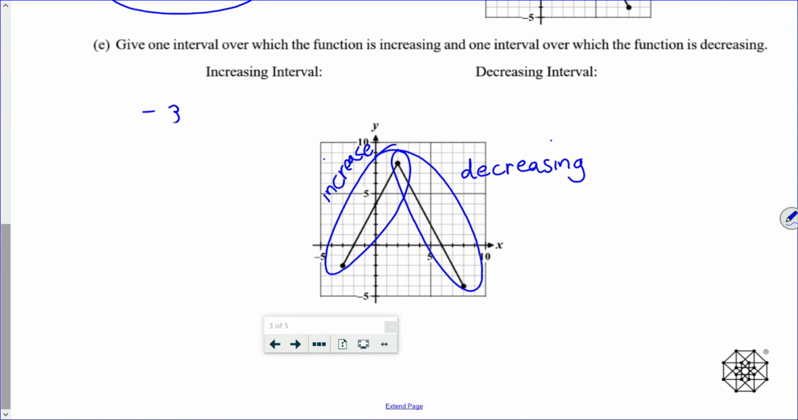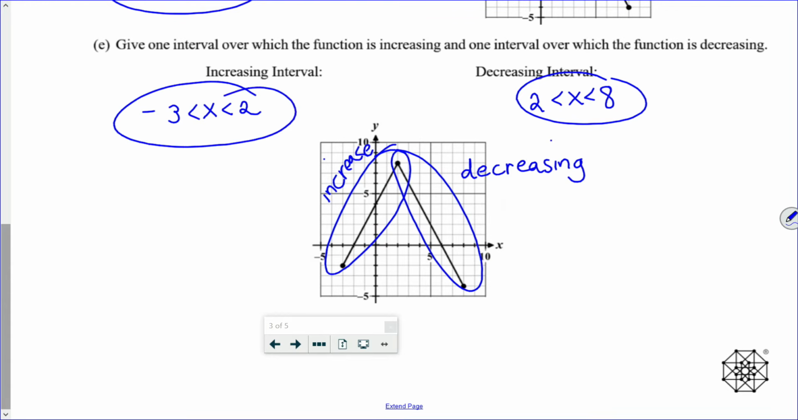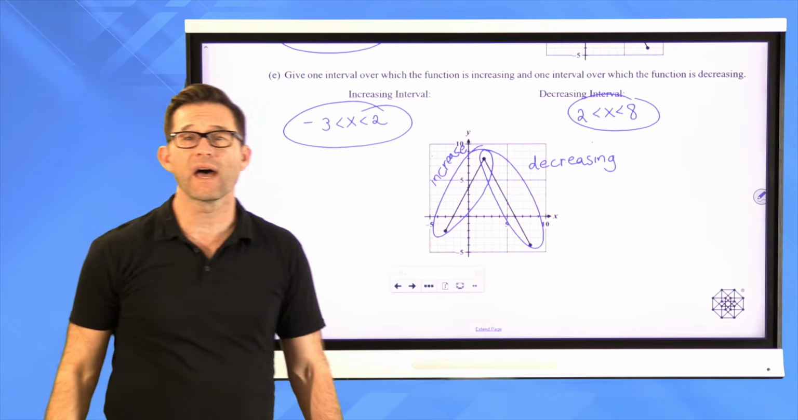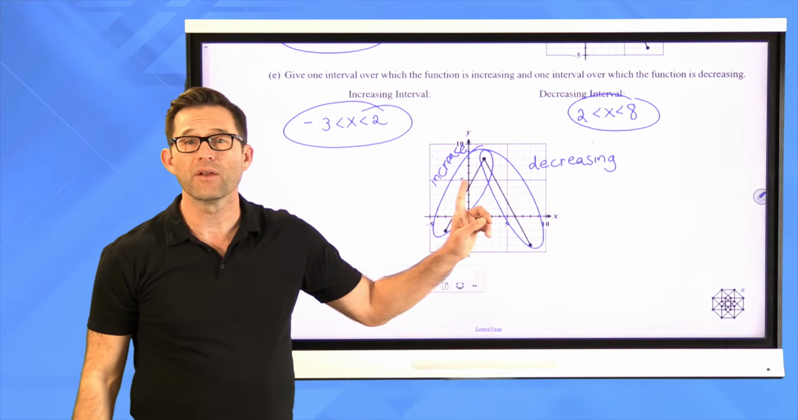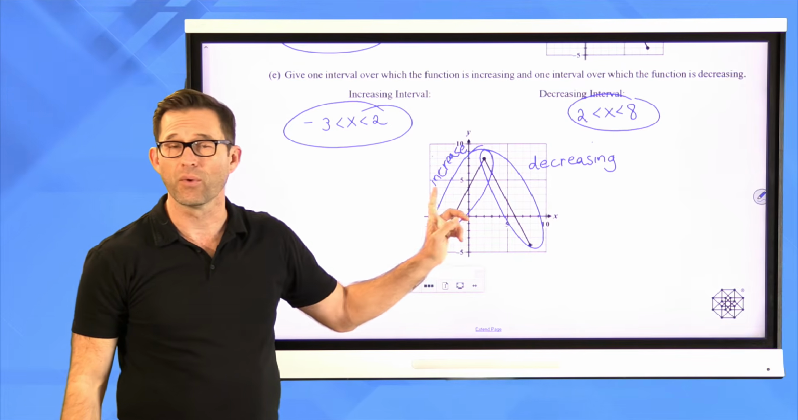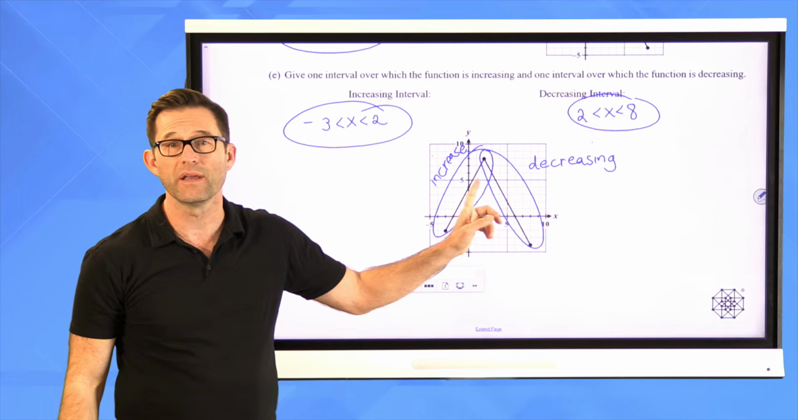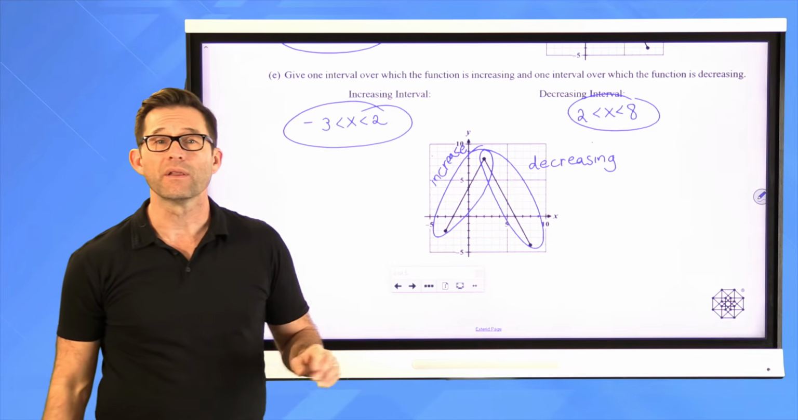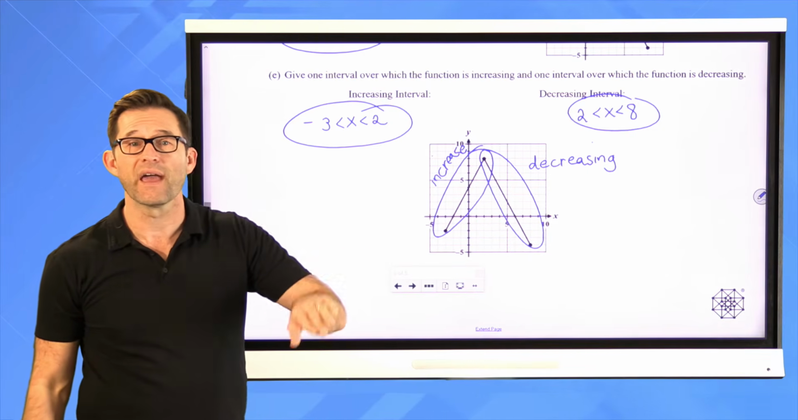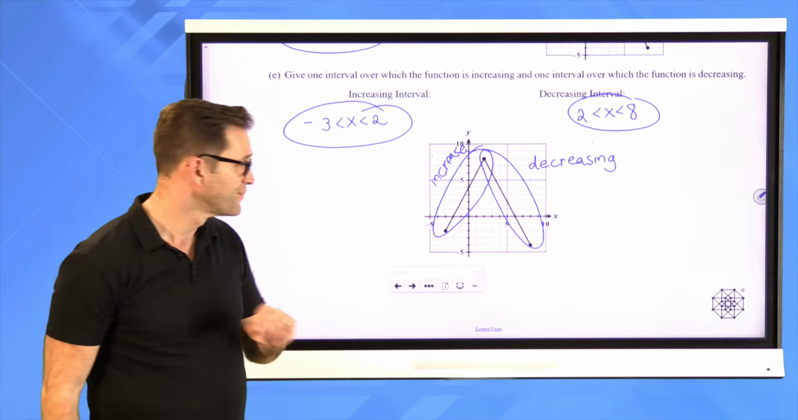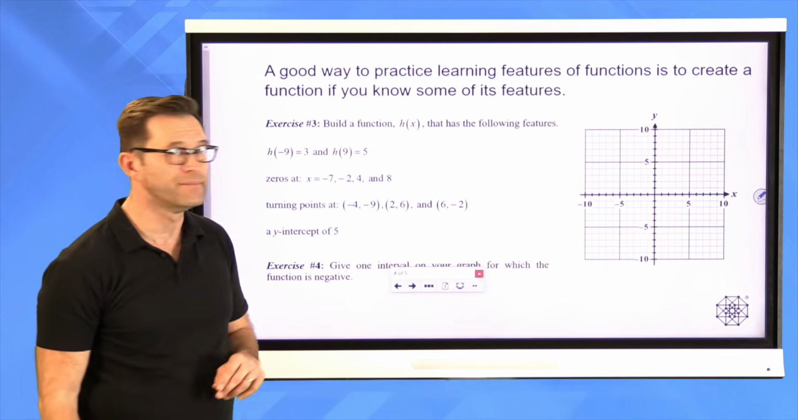In fact, I'm going to put the whole interval there. X is greater than negative 3 while being less than 2. And the decreasing interval, I'm going to say x is greater than 2 and less than 8. Now again, you could give other intervals. What you just have to make sure is you don't have an interval that breaches the turning point. So you don't have an interval that goes from here to here, because that would include both increasing portions and decreasing portions. Okay, let's take a look at one last problem.